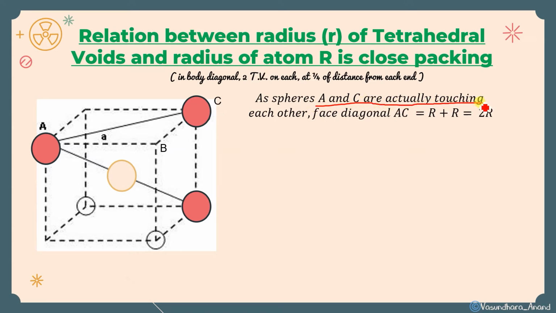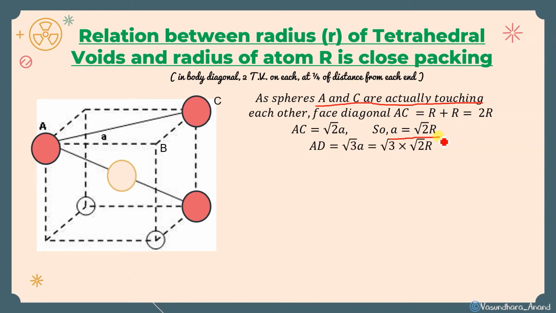And the face diagonal will be, because these two are touching each other, so this is R and this is R, 2R. Yes. And it is a face diagonal, so according to that we can also apply the Pythagoras rule, isn't it? If I apply the Pythagoras rule, we will get AC is equal to root 2 A. Yes. So put the value of AC. AC is equal to 2R and is equal to root 2 A. So just solve it, you will get A is equal to root 2 R. Got it? Any doubt in this?